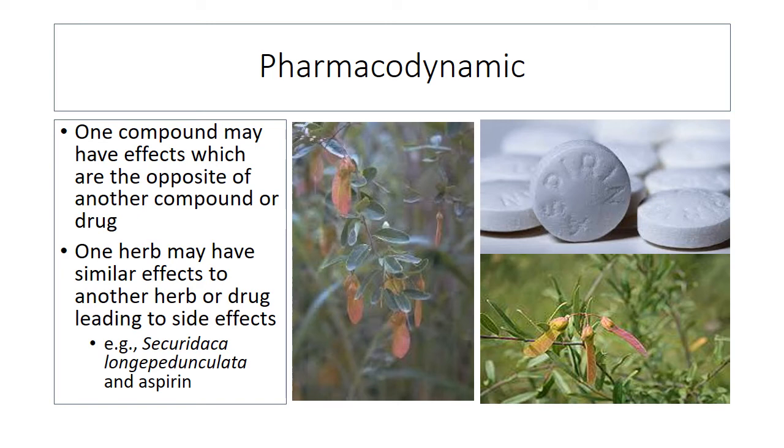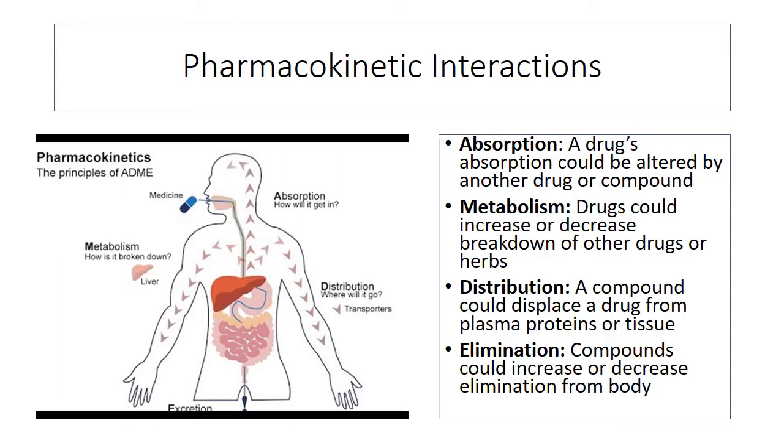Then the pharmacokinetic interactions that we get would be associated with all of the four: absorption, metabolism, distribution, and elimination. For example, looking at the level of absorption, a drug's absorption could be altered by another drug or a compound. And this is an important factor to consider.